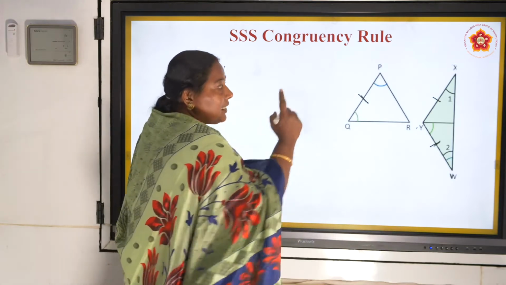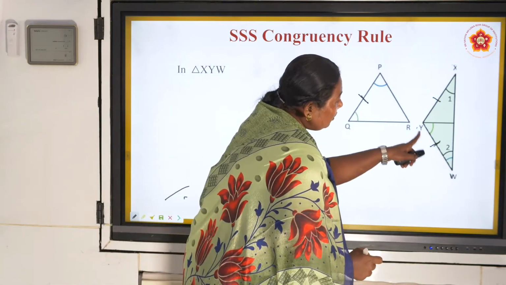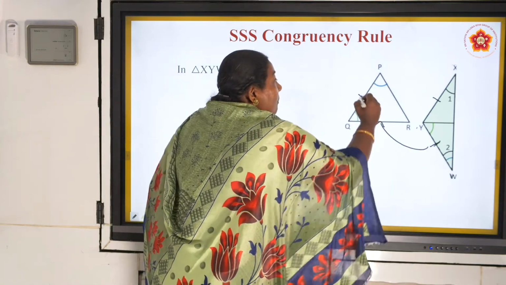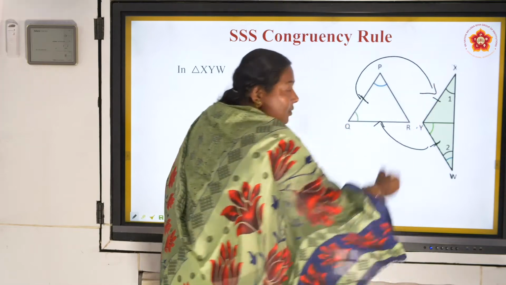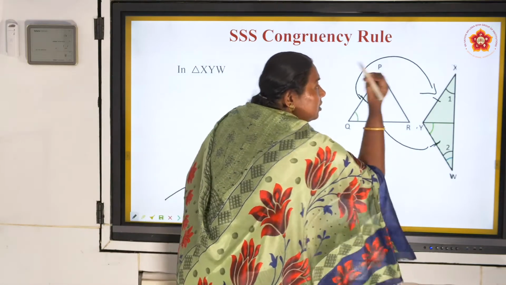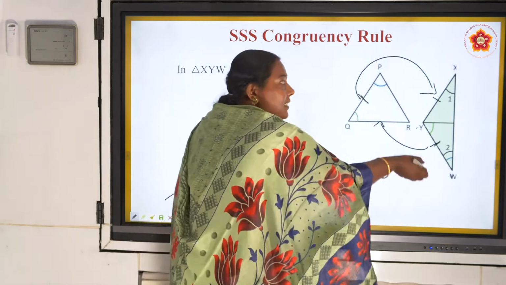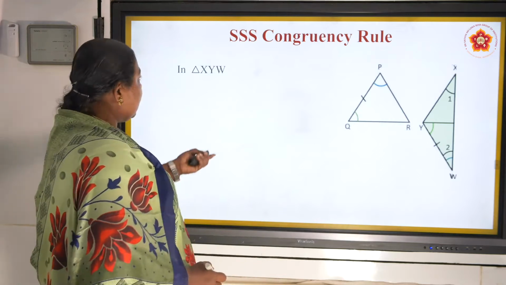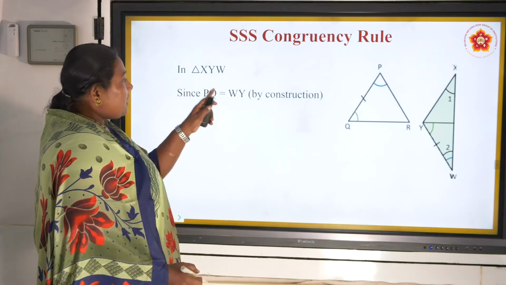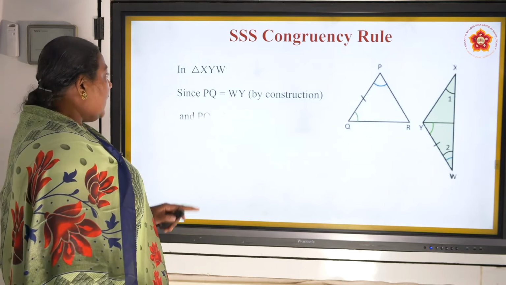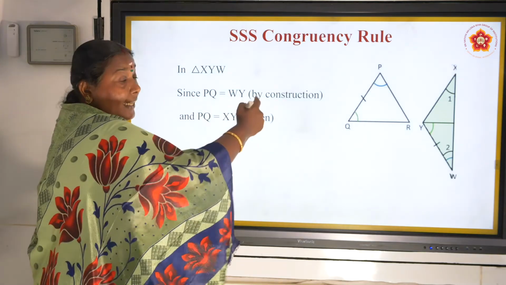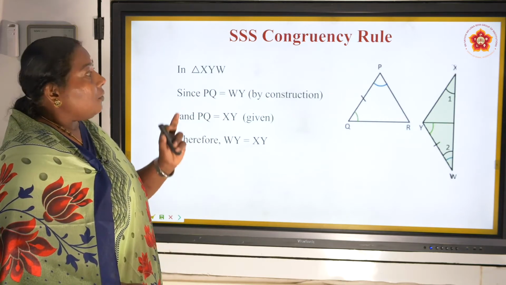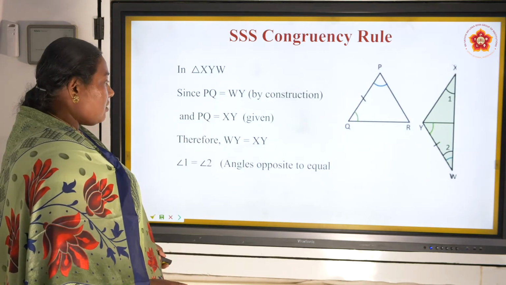Is it right? Since WY is equal to PQ and PQ is equal to XY, WY is equal to XY. Since sides are equal, their angles are equal, right? Let us see in the writing. PQ is equal to WY by construction, and next PQ is equal to XY, which is given, and next therefore WY is equal to XY. So it leads to the isosceles triangle.